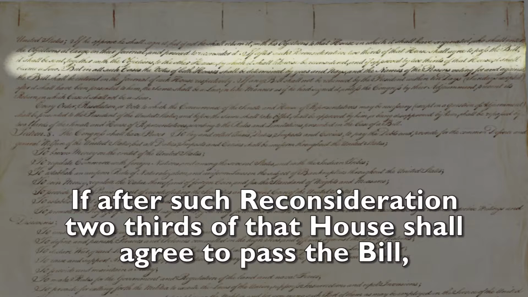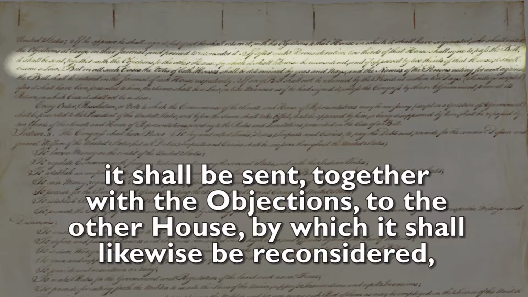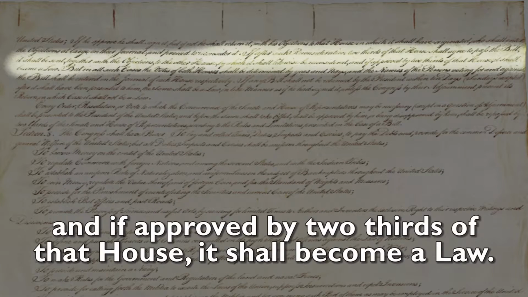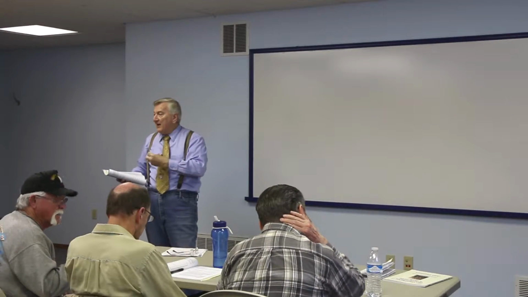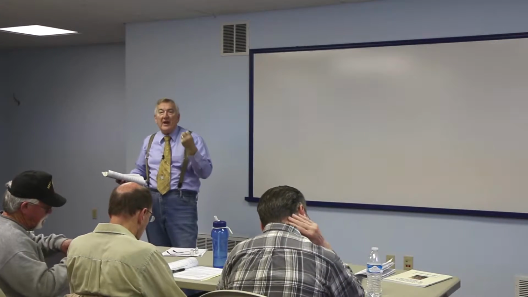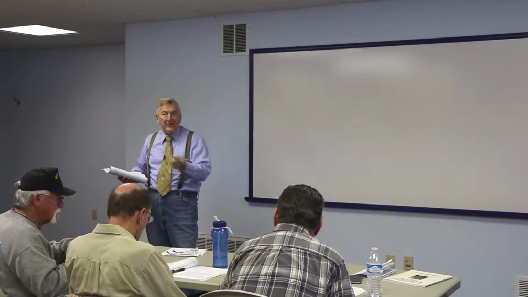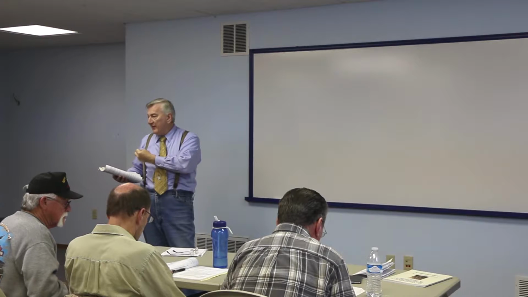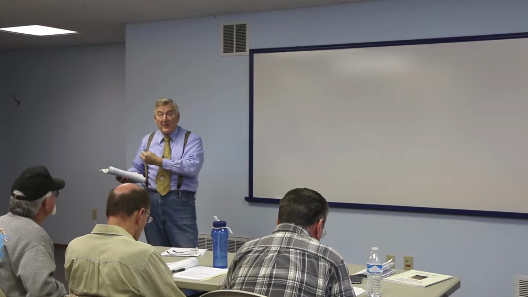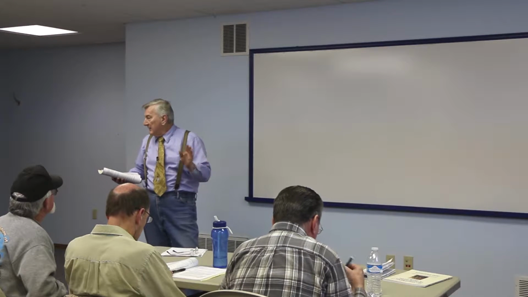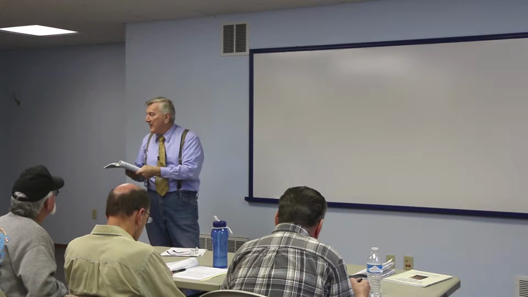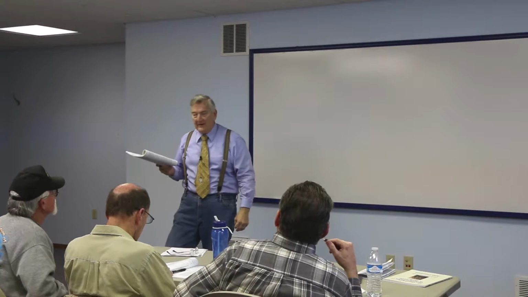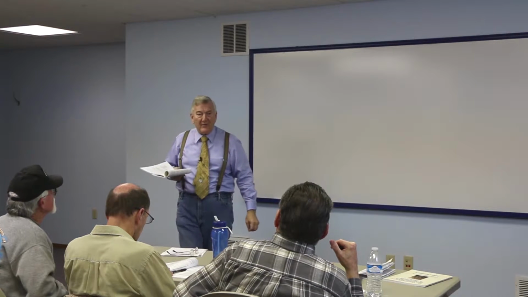All right, Rick, what's next? If after such reconsideration 2/3 of that House shall agree to pass the bill, it shall be sent together with the objections to the other House, by which it shall likewise be reconsidered, and if approved by 2/3 of that House, it shall become a law. Good. So they get it back, they get the objections, and 2/3 of them say, we want it. They pass it by 2/3, they send it over to the other House. The other House also says, we like it by 2/3 vote, and then it becomes a law, and they just bypass the president. That has happened from time to time. It's called a veto override, exactly right.